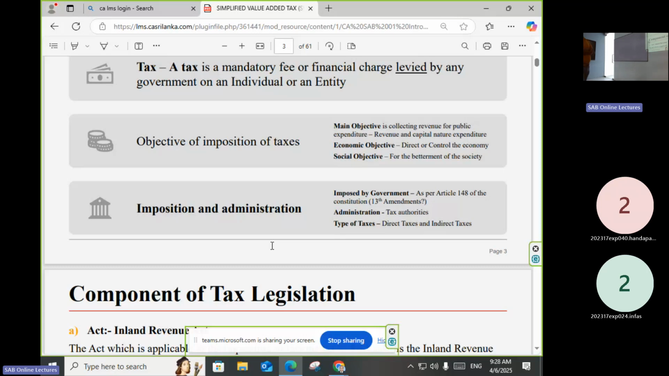So imposition and administration are done by the government always, but the 13th amendment to the constitution gives the authority, or the power, to the provincial councils. They also have some sort of authority to impose tax. So provincial councils can impose. Right now they are not imposing, but they have the authority to impose. Actually, it happened after 2009, when the North and East provincial councils were controlled by some other party. They knew that we are not paying government tax, so they introduced a separate tax for that area.